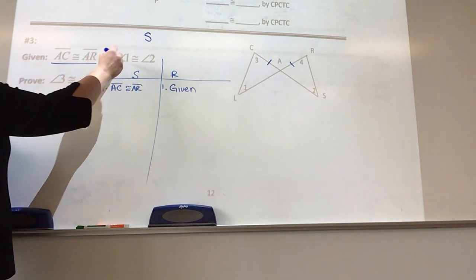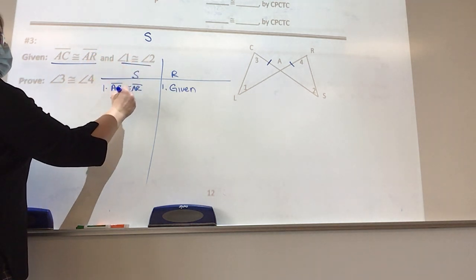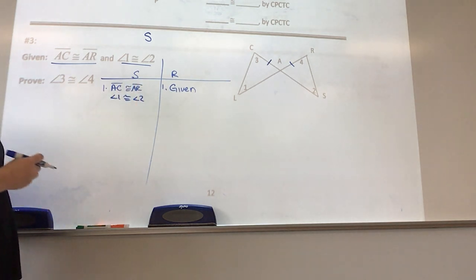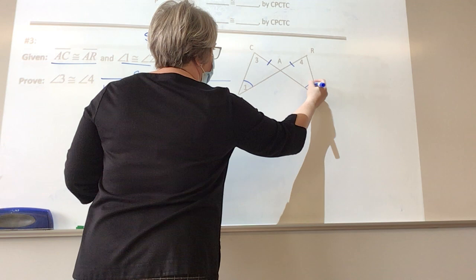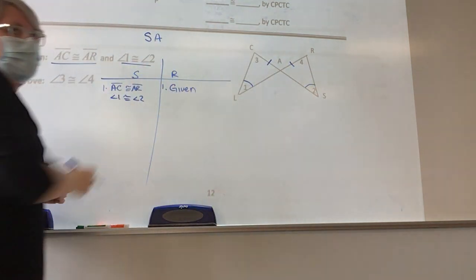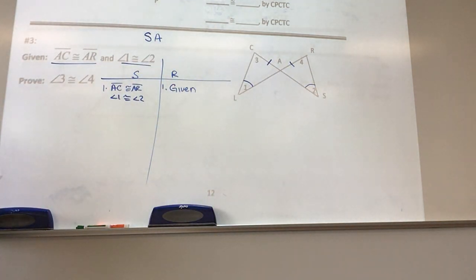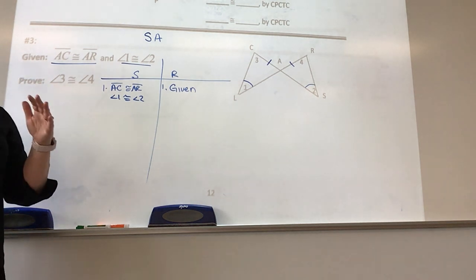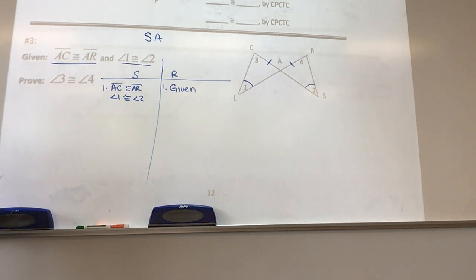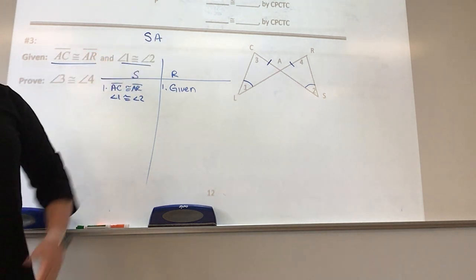Then the second given, angle 1 is congruent to angle 2. I go over to angle 1, I put an arc, and I put an arc on angle 2, and I put an A up at the top. So I want you to pretend your proof statement is exactly the same as last week. So you've got 2 letters, you need one more.